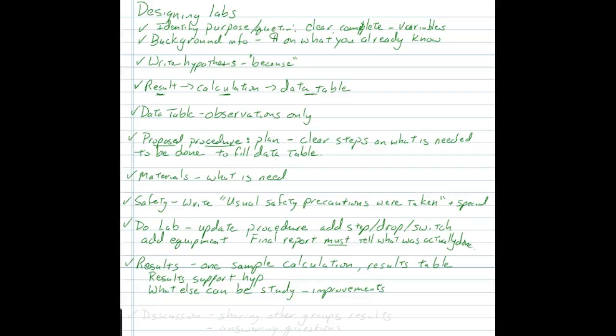And then communication or discussion. This is either sharing what other groups had, sharing with and from other groups what their results are, or it involves answering questions in the book.